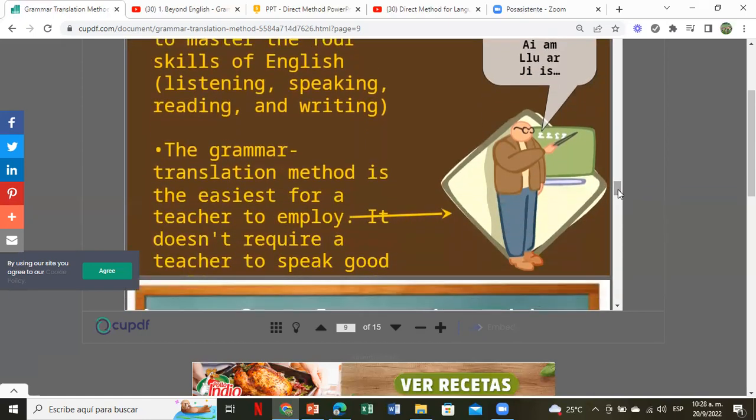The grammar translation method is the easiest for a teacher to employ. Uy, excuse me about the noise. Let me see.